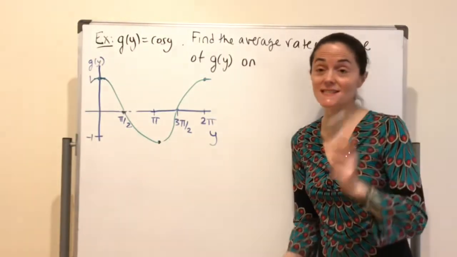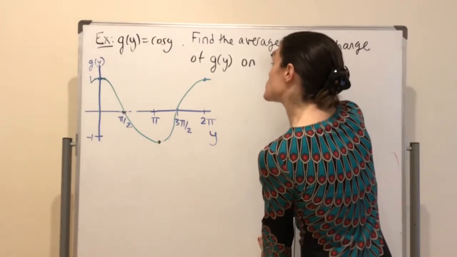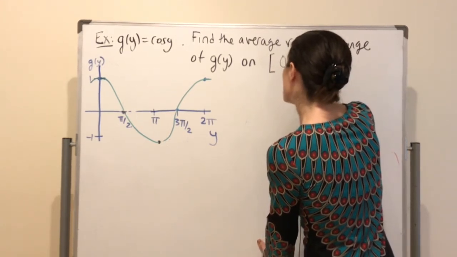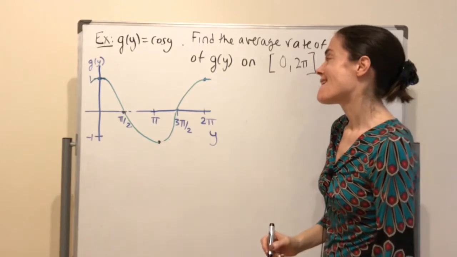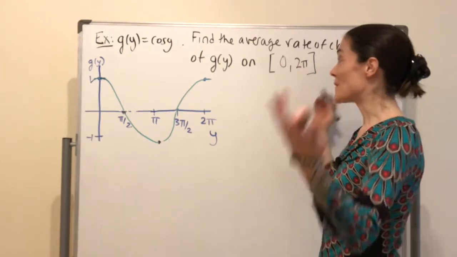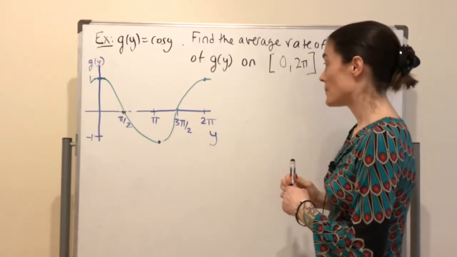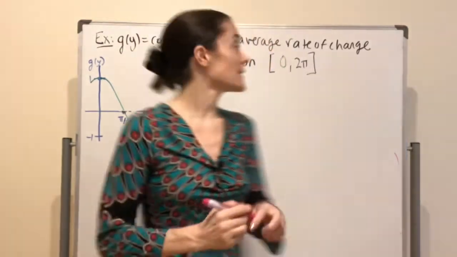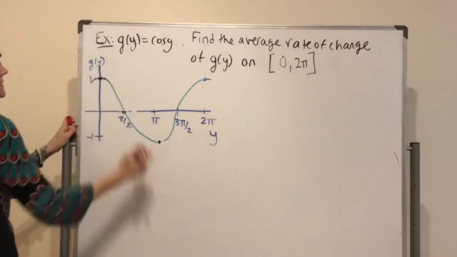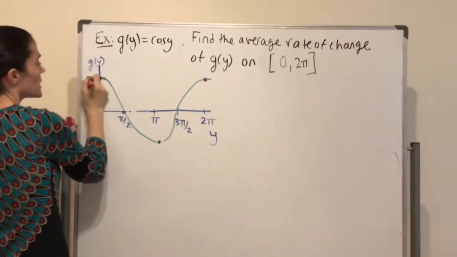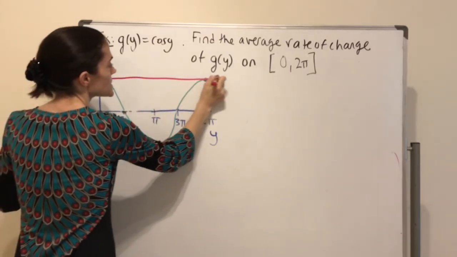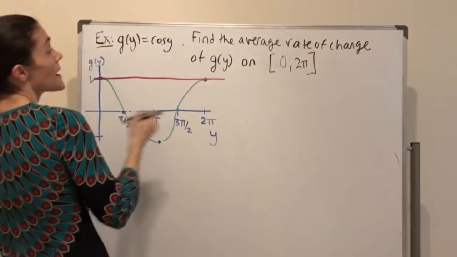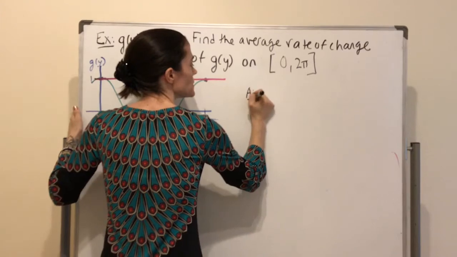If I change this just slightly, let's go from 0 to 2 pi. Okay, well, we should know the answer immediately because what is the secant line? We see it in the graph. The secant line, well, you connect 0, 1 and 2 pi, 1 and here. Now, what's the slope of this line? It's a horizontal line. The slope is 0. So the average rate of change, the answer is 0.